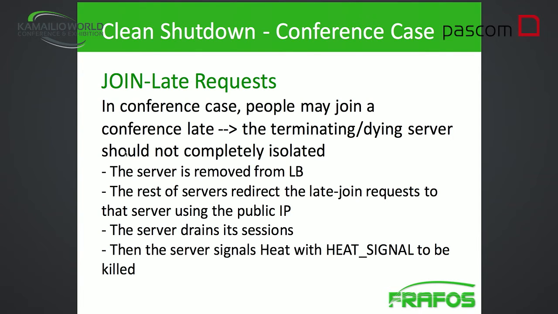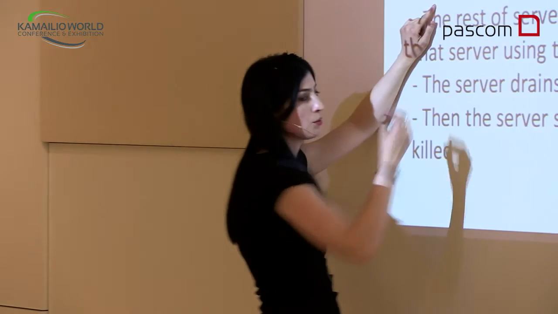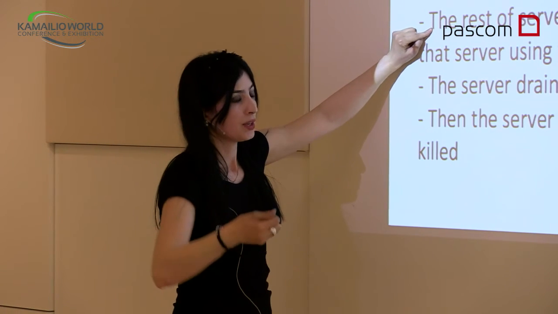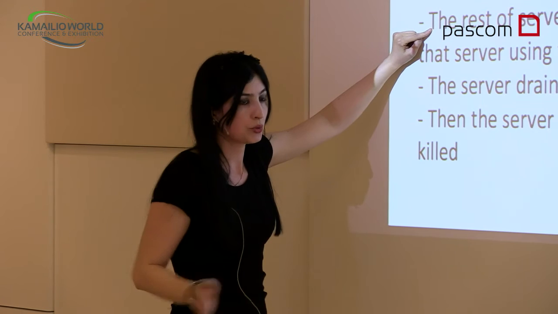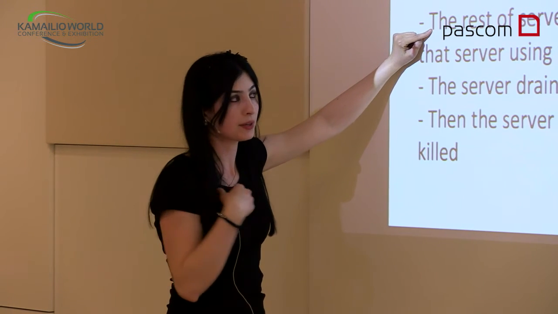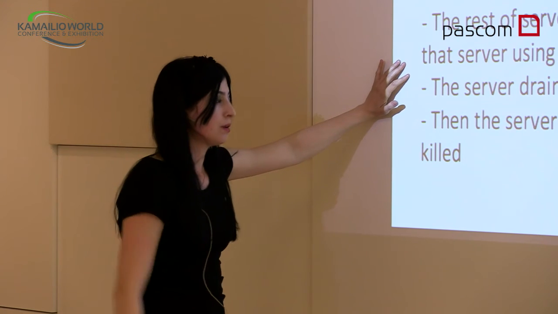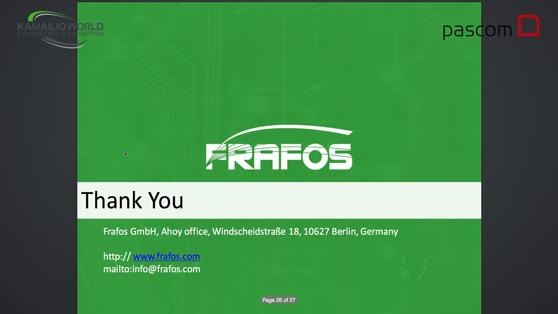In the conference case, as I said, some people may join the conference late, so we cannot isolate the node completely. For the server which we want to delete, we remove it from the load balancer, so it will not get new traffic. But at the same time, we need to handle late join requests. So the other servers will help by redirecting the late join requests to this server through its public IP, because it's removed from the load balancer, but it's still available on the net. When the server finishes, it sends a signal to Heat. Finished.